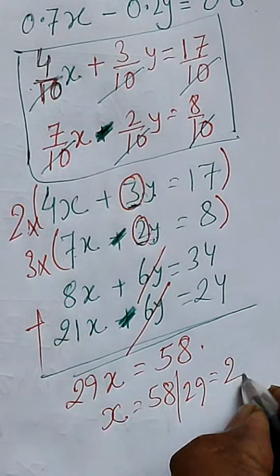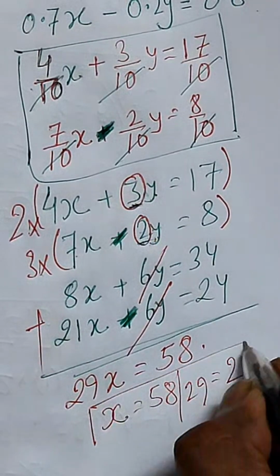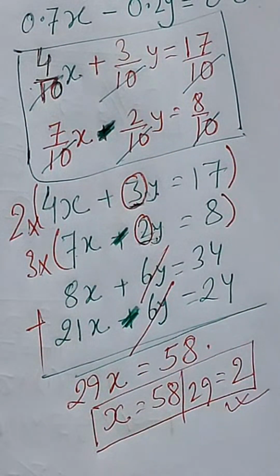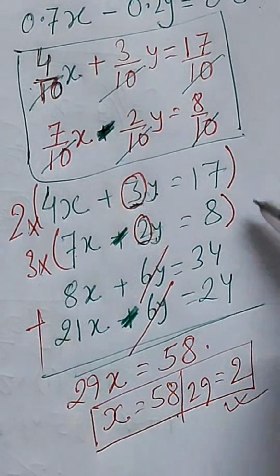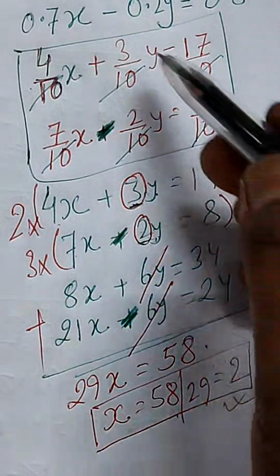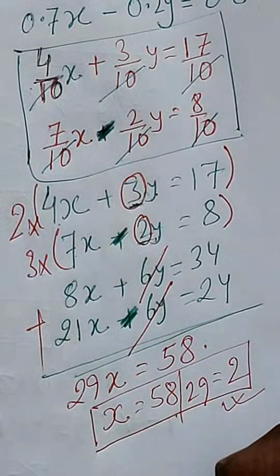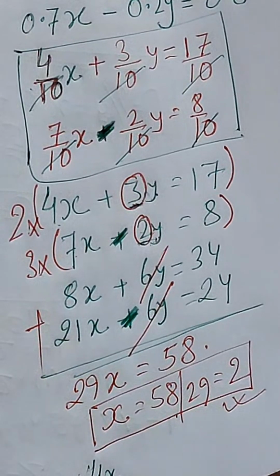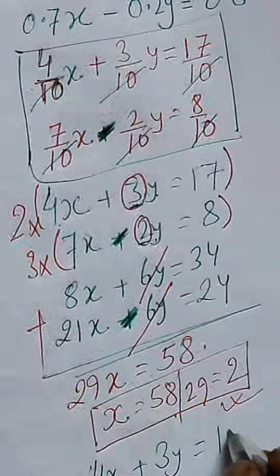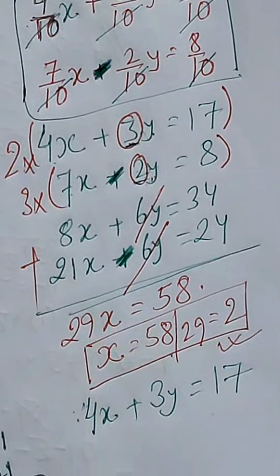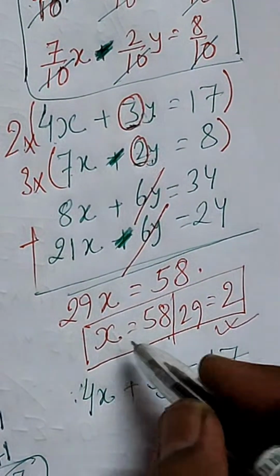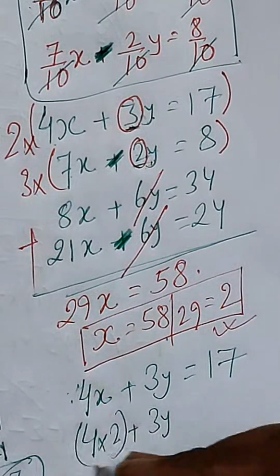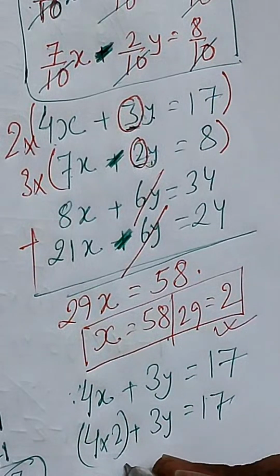Which gives you the value of x as 2. So x equal to 2 is derived. Now, since x equal to 2, just put this value into any of the above equations. Let's say the first one, 4x plus 3y equal to 17. Just substitute the value of x here. Then 4 into 2 plus 3 into y is equal to 17.